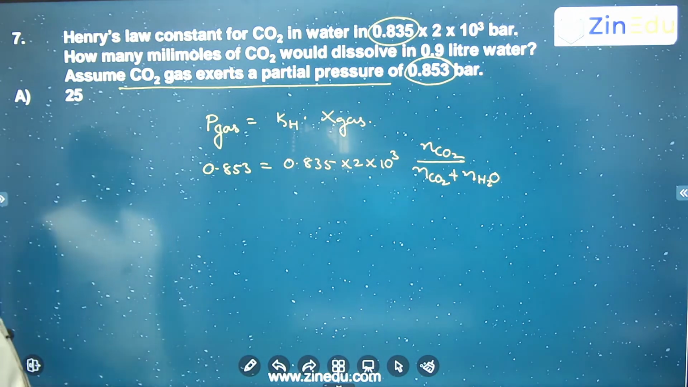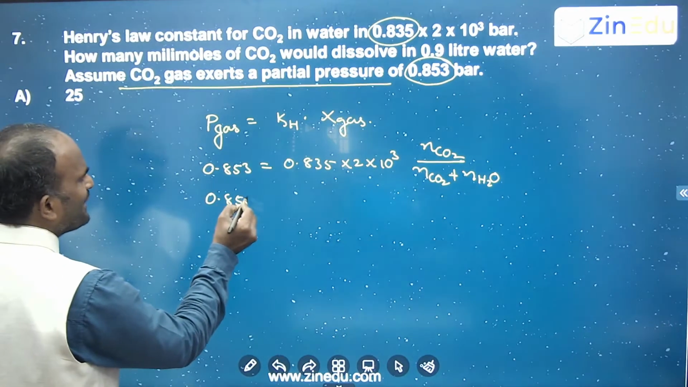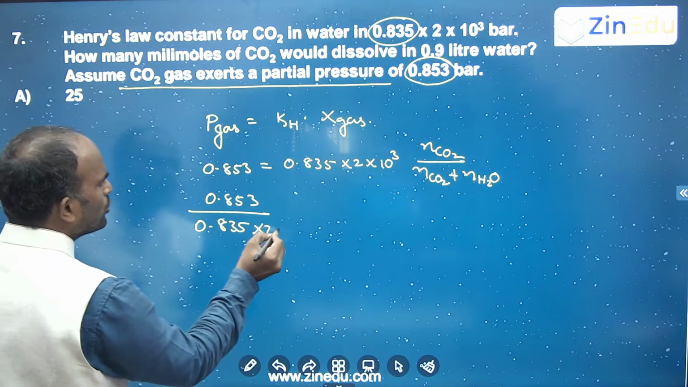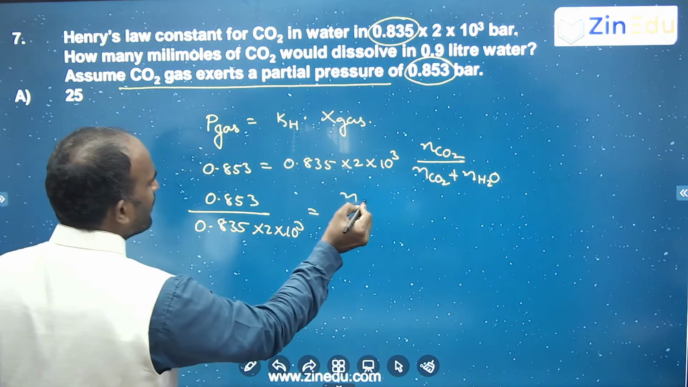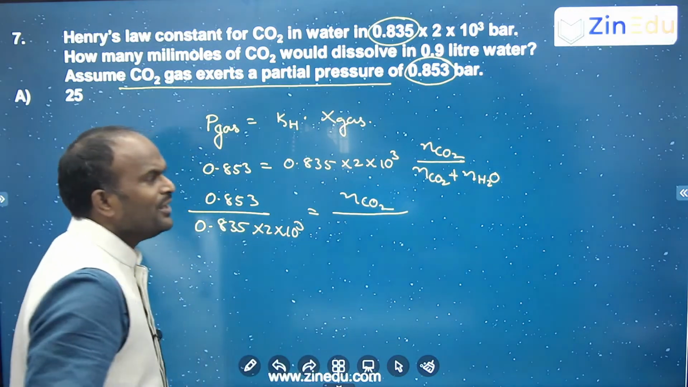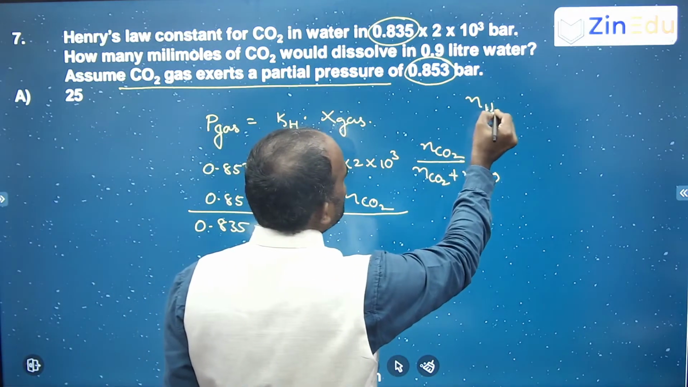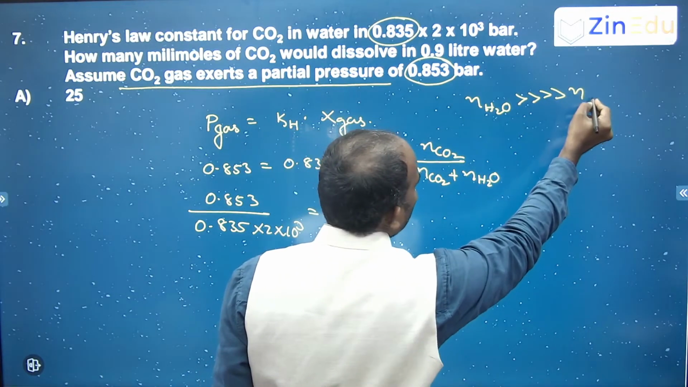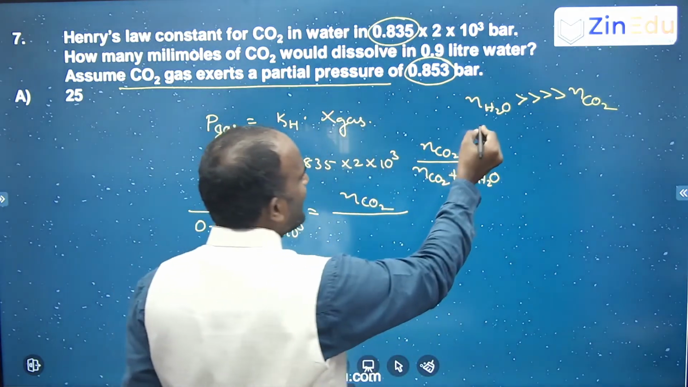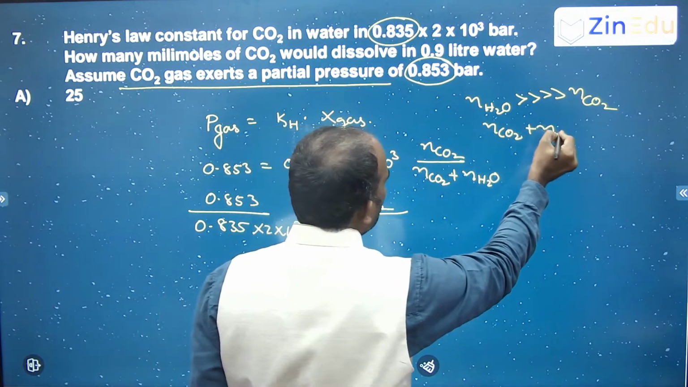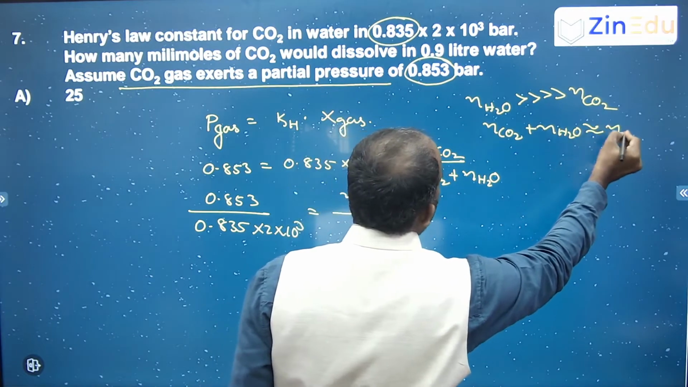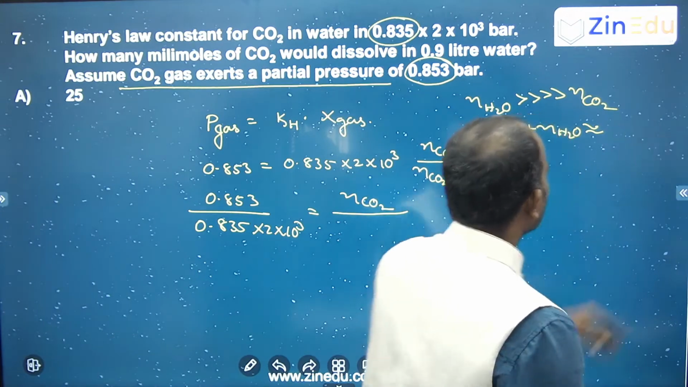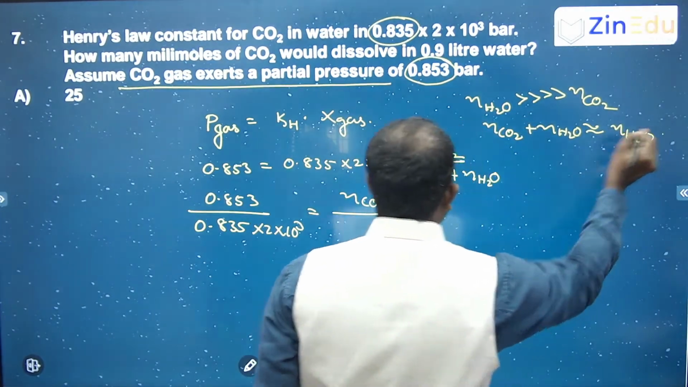Okay, right? So now this is 0.853 divided by 0.835 into 2 into 10 cube. That is equal to the number of moles of carbon dioxide divided by... usually, when compared with the solvent, the number of moles of gas is going to be very less. That's why here I can write number of moles of CO2 plus number of moles of H2O are approximately equal to the number of moles of H2O, the solvent.